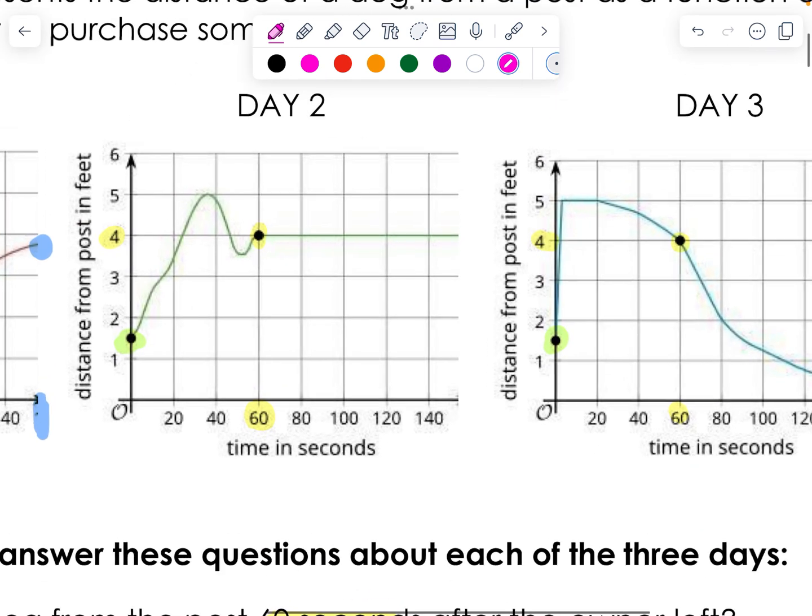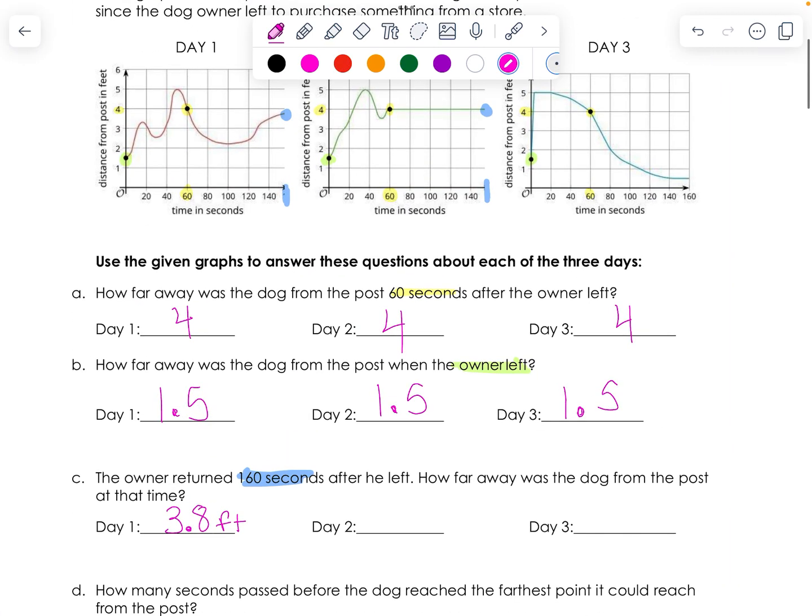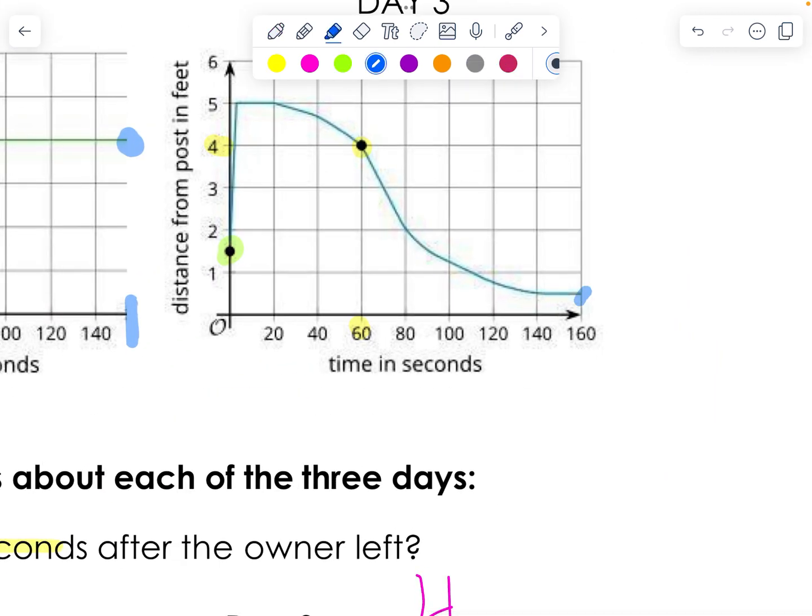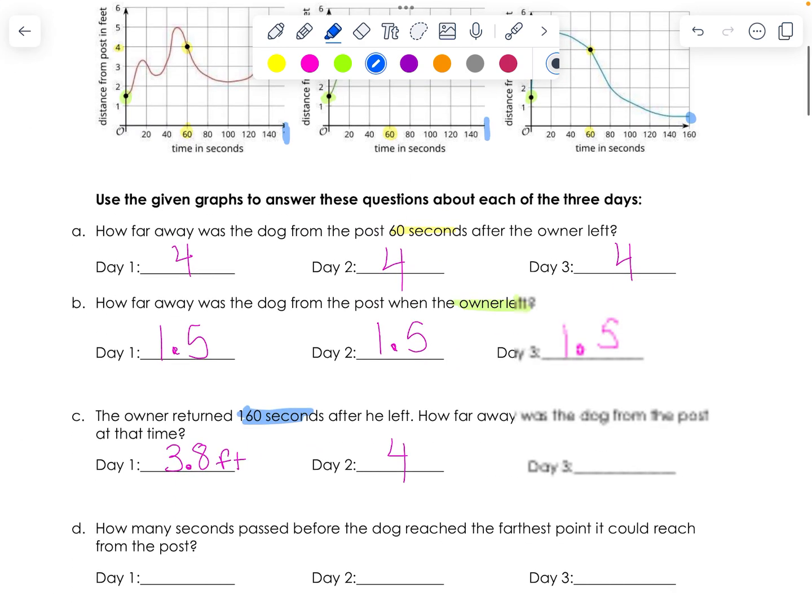Day 2, the end of our graph is at 4. Day 3, he stopped in between 0 and 1, so maybe 1.5. Oh, sorry, 0.5. Between 0 and 1, 0.5.